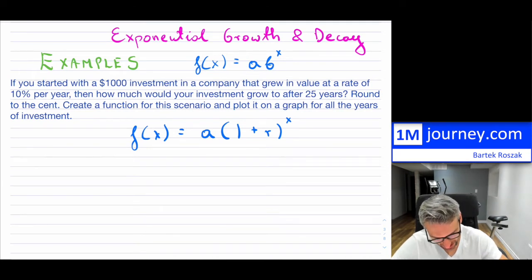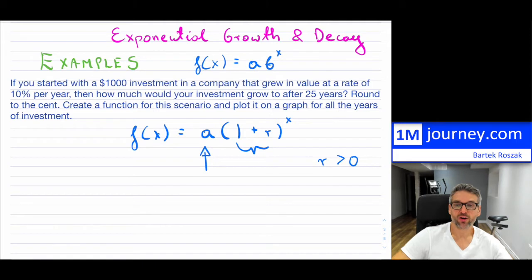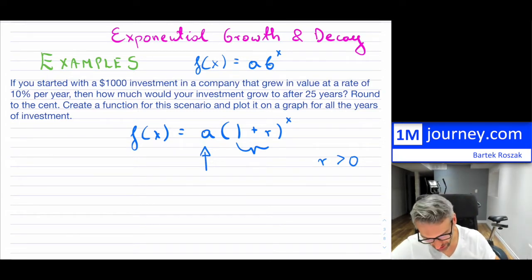But what is key is what this a is, and then we know that, in terms of exponential growth, we're assuming that this r is going to be greater than 0. Now, that r is actually the rate of growth, in this case the rate of growth of the money, which is telling us it is growing at 10% every single year. So how would this look?